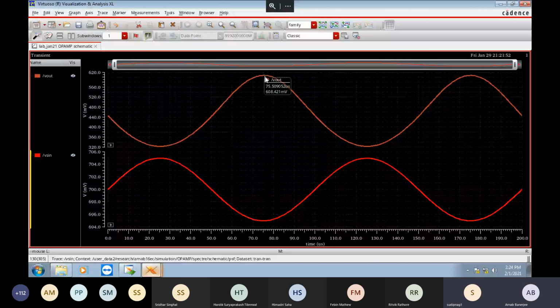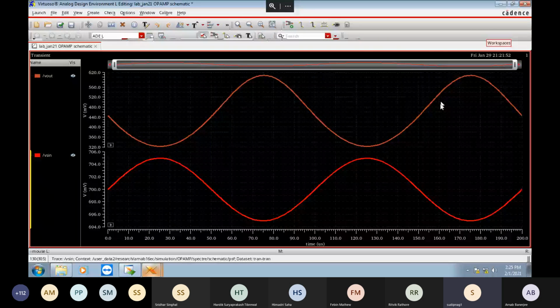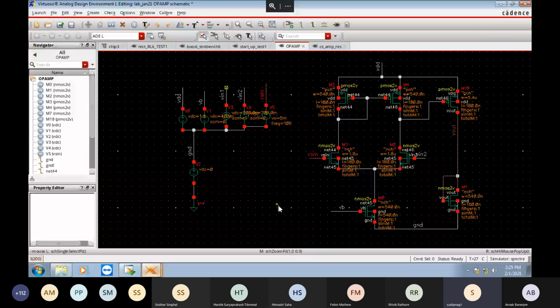So this op-amp is not very much optimized for extremely high gain. Ideally, an op-amp should have infinite gain, but this is a practical op-amp first of all, and secondly, it's not very optimized for very large gain kind of design.